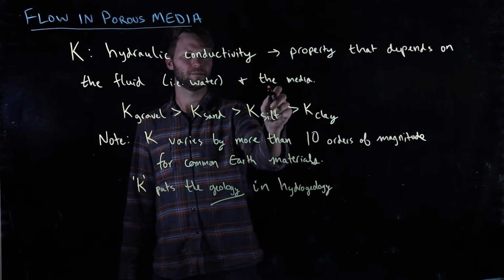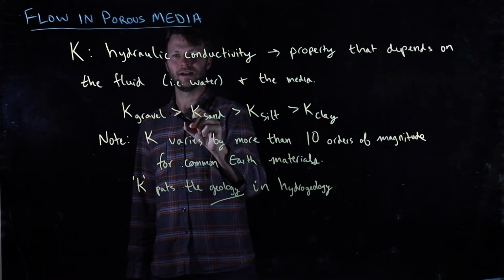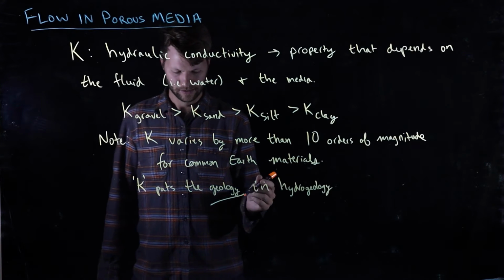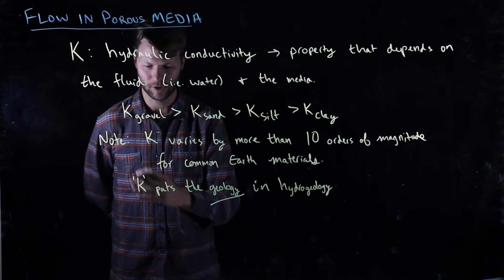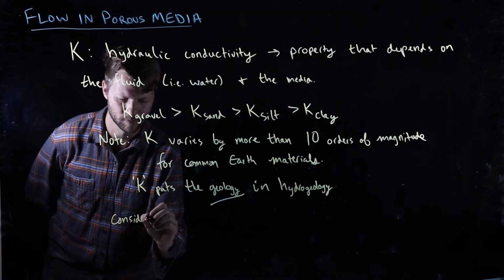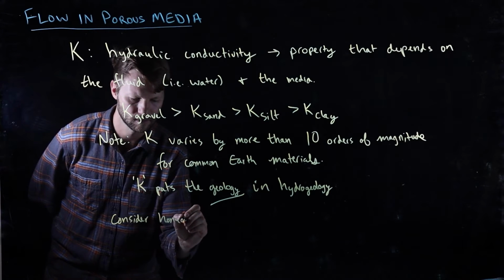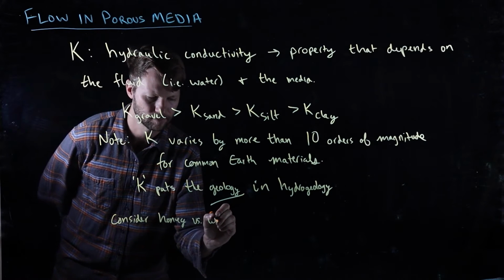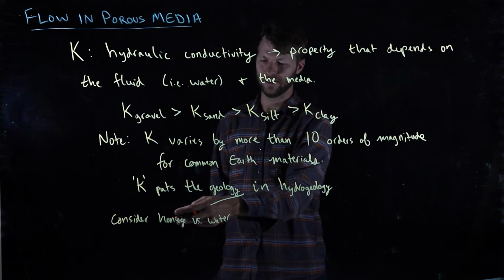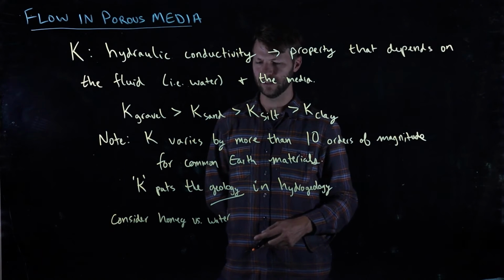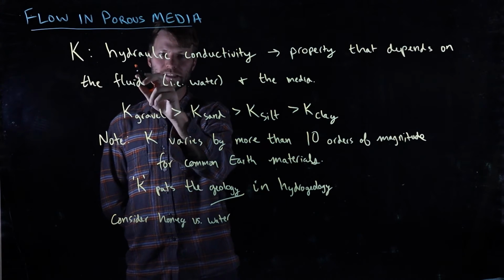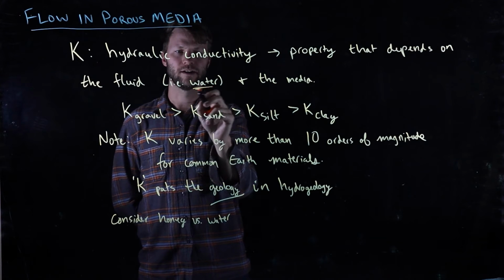So that's the properties of the media, but we know that K is kind of a function of water. So you could imagine, for example, that if you were trying to put something through a tube, consider, for example, honey versus water. The fluid itself is going to determine the flow rate. It's going to be a lot harder for you to put honey through this tube versus water. And so K specifically just refers to water.